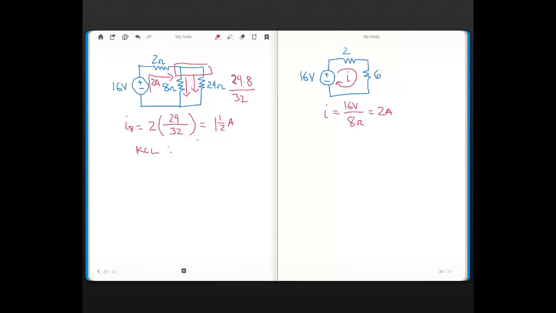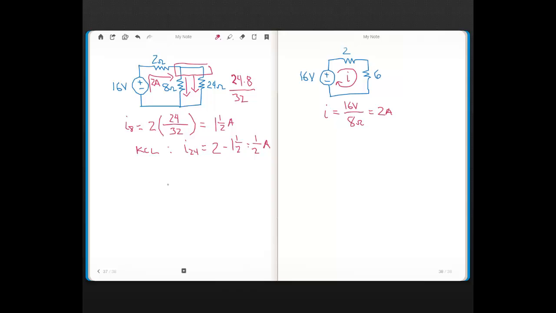So now the current through the 24 ohm using KCL would just be the 2 amps minus 1.5, so half an amp. Now you could also get the current through the 24 ohm by doing current divider, where the only difference is in the ratio you'd have an 8 instead of a 24.